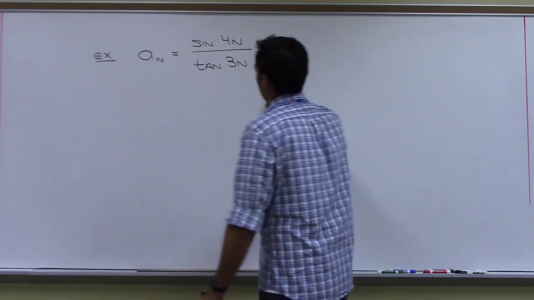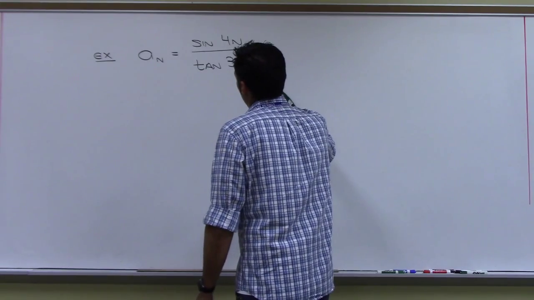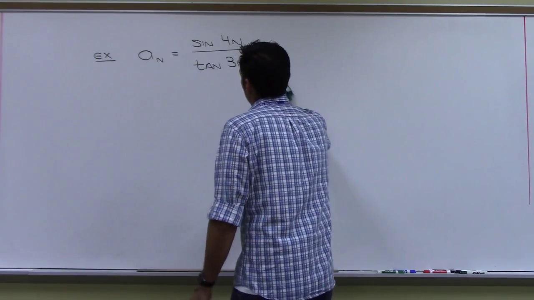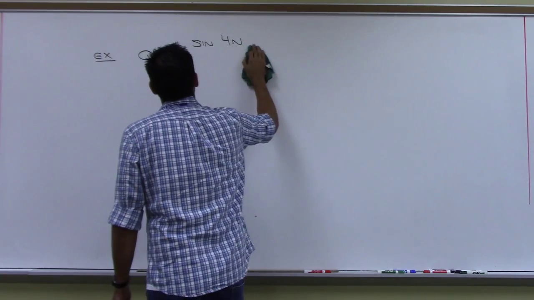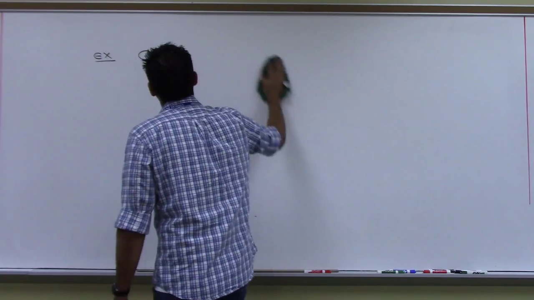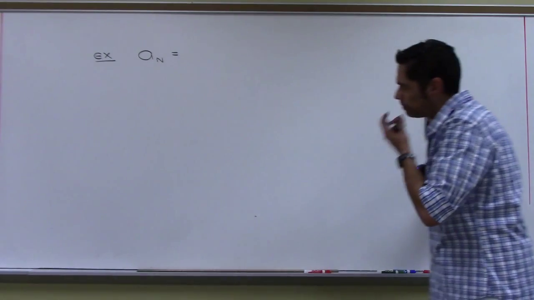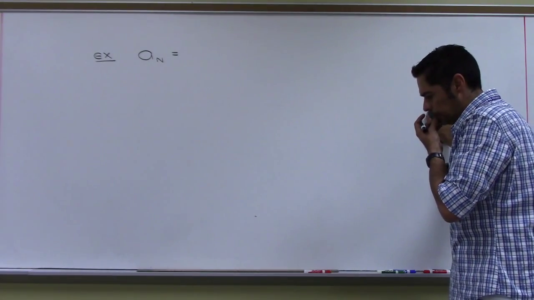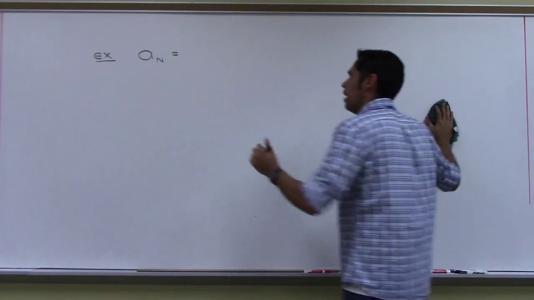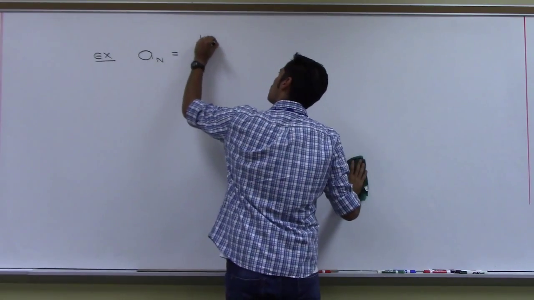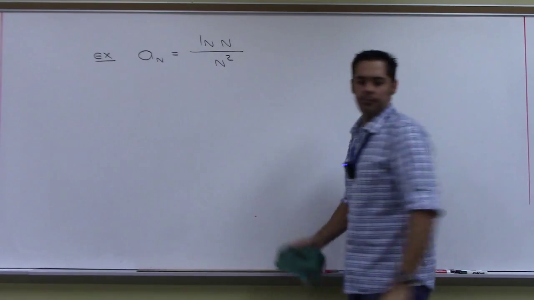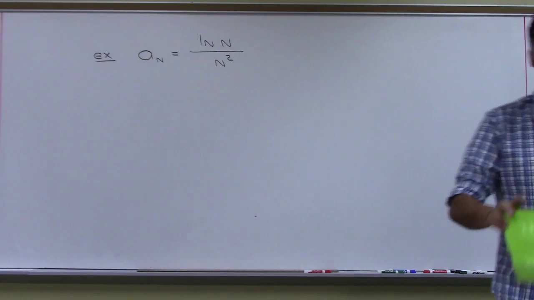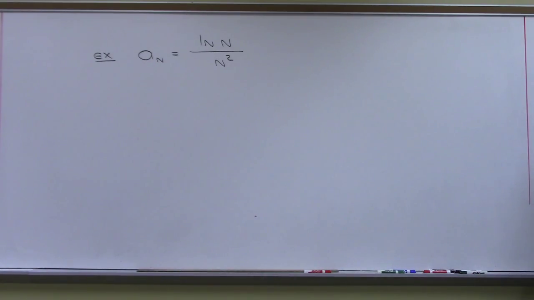Hold on a second. I don't want this. Hold on. No, no, no. Okay. Natural log n over n squared. That one's a little more along the line.